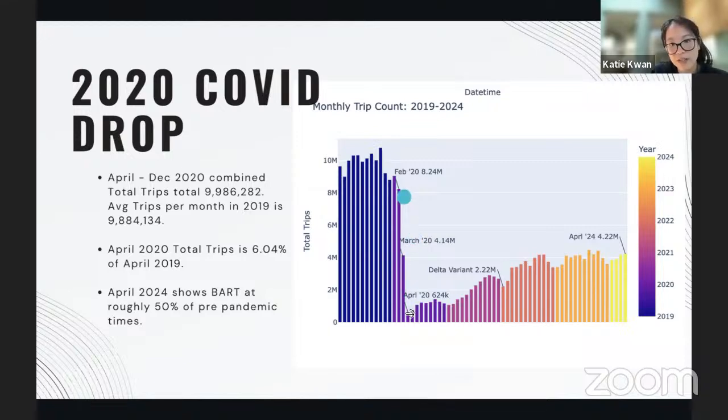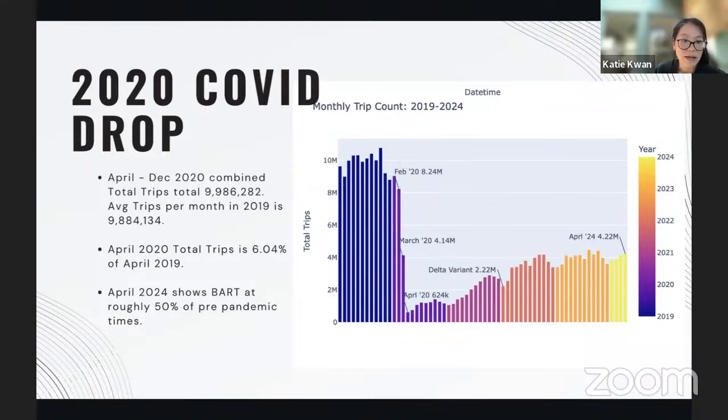I also wanted to point out just how steeply our ridership fell in 2020. In February 2020, we're at 8.24 million trips per month, and this is a monthly average. And then in March, you see that completely half, and by April, our ridership is around 624,000 riders. And if you total up the rest of this ridership from April to December, that total aggregate of all of those 8 or 9 months is just the amount of 1 month in our previous years. So we're just seeing a really steep drop.